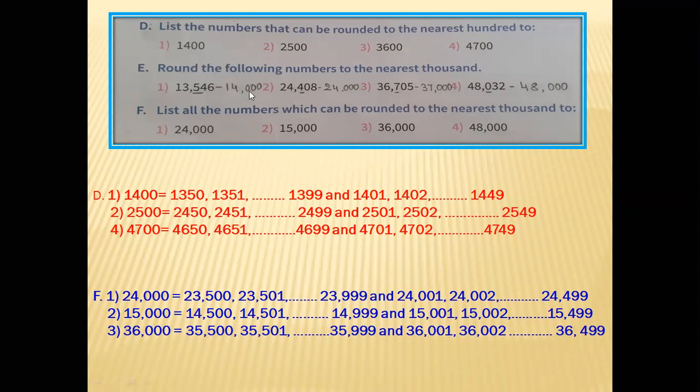13,546 is equal to 40,000. Okay, 3's next number is 4. 1 remains the same only. 3 will become 4. And then next you have to put 3 zeros. Next, second one.